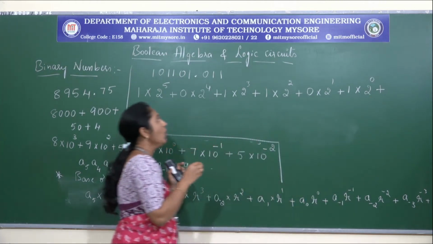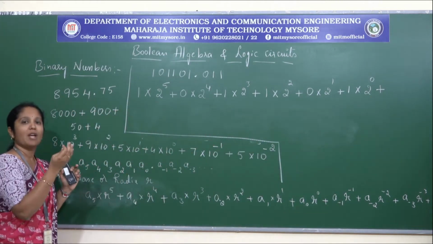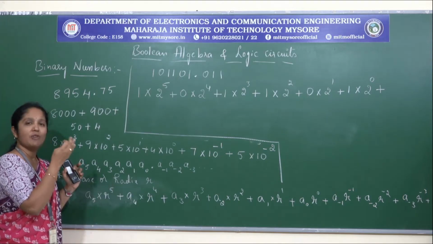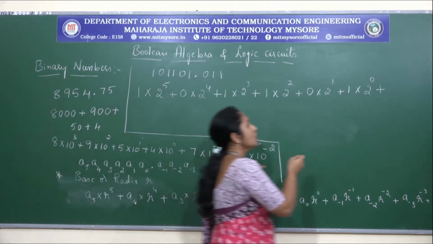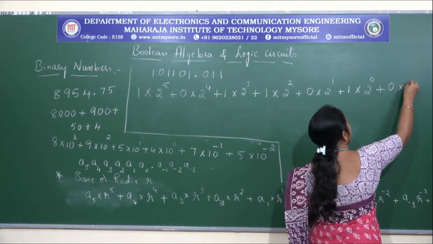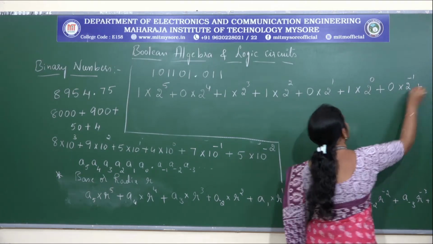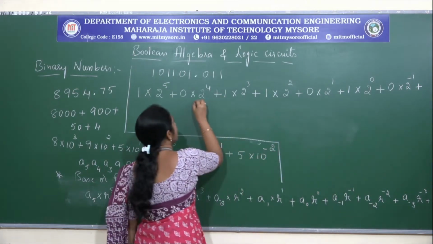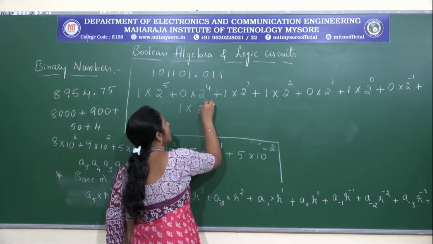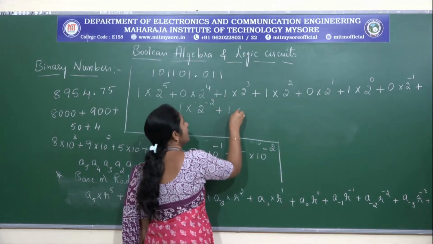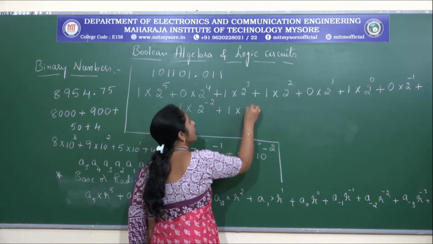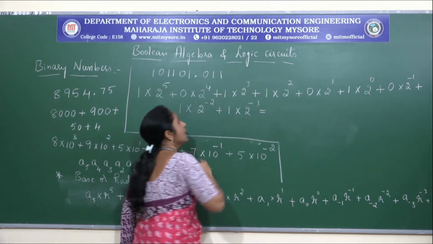next we need to consider the digits we have after the decimal point. So we have 0, 1, 1. So 0 must be multiplied by 2 power minus 1. Then 1 must be multiplied by 2 power minus 2. And again the last digit 1 must be multiplied by 2 power minus 3.